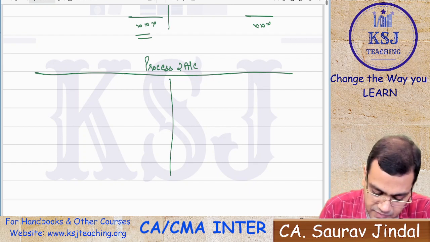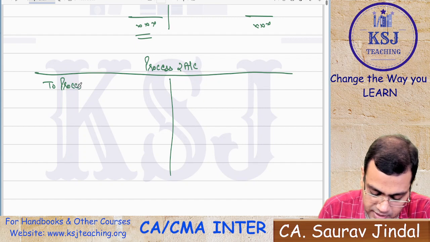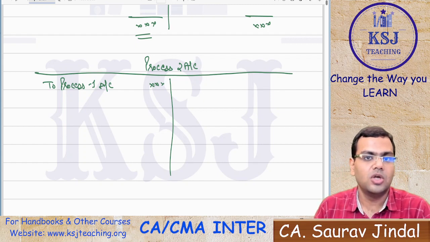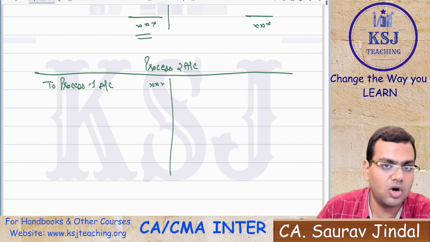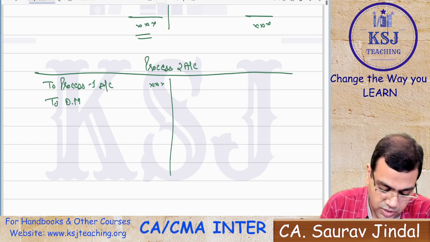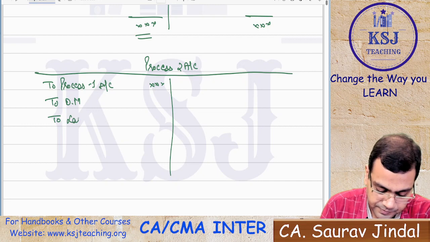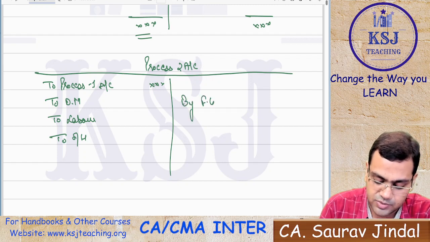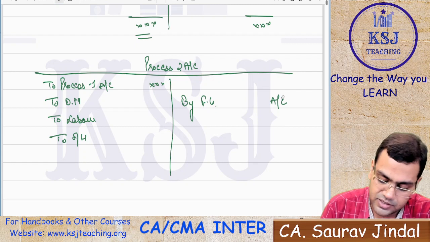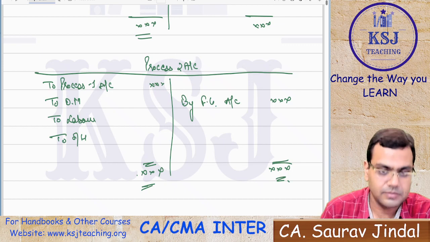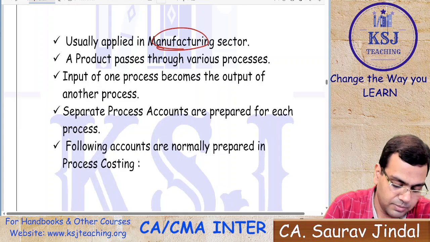The first thing that you have to write here is to process 1 account. That means whatever cost has been incurred in process 1, you have to take it into process 2. And in process 2, additional cost will be incurred. So here it will be additional direct material cost, which will be incurred in process 2. Here it can be labor cost also, and overheads also. From here we can transfer it to process 3, or we can transfer it to the FG account also. Clear? Any doubts? This is how the process accounts have to be prepared, very basic.